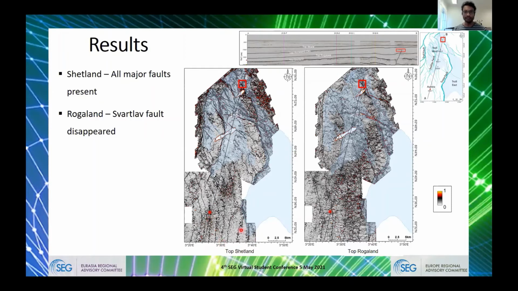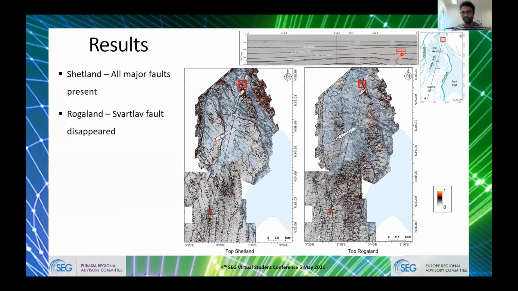In Shetland, we see all the major faults. You see these lines. So all the major fault traces are visible here. Also, this important Esvarta fault trace is located here. But just top of Shetland, top Rogaland. So in this section, you see top Rogaland.